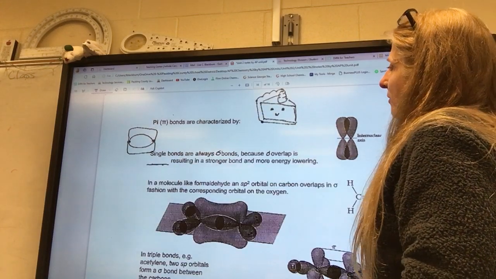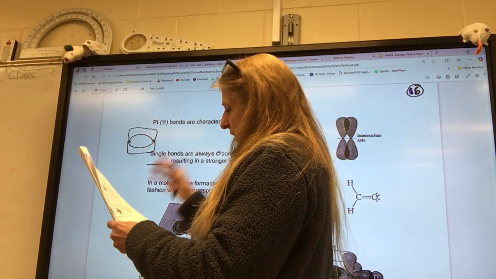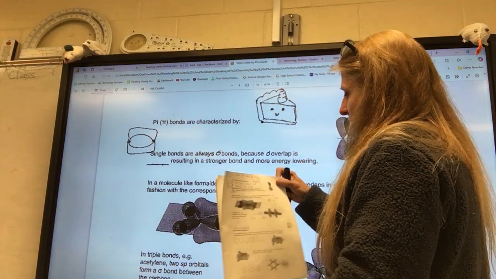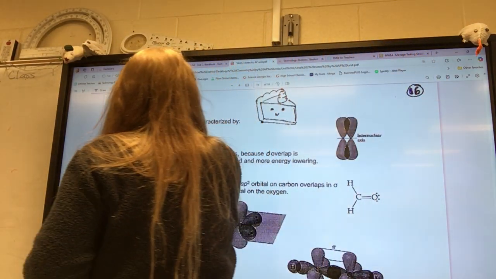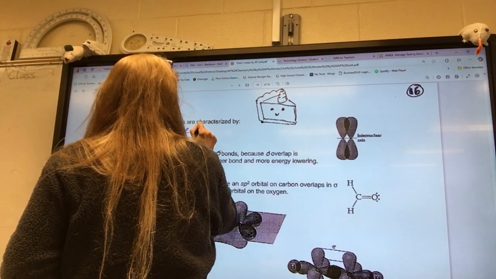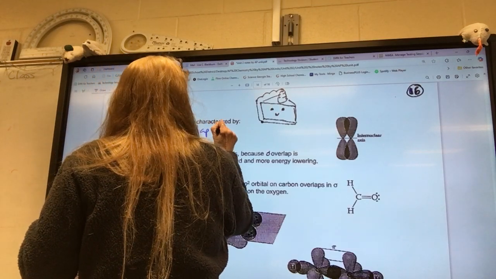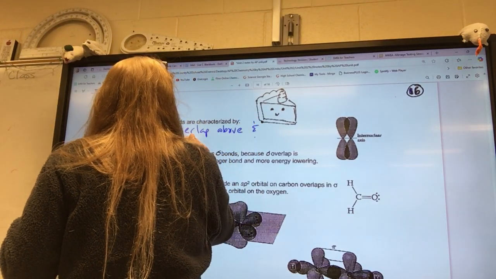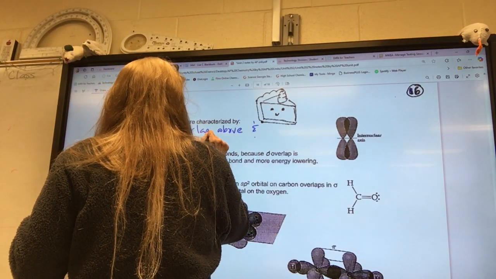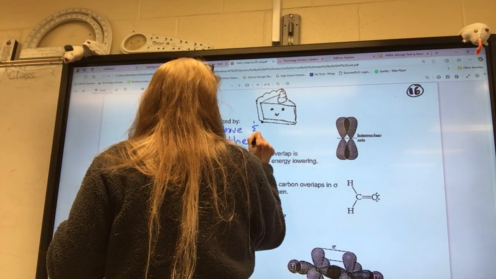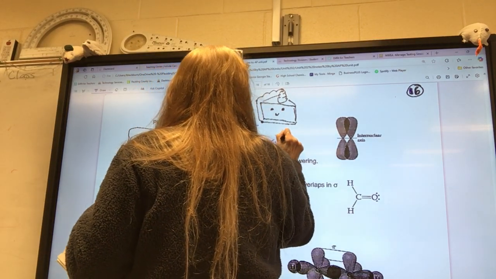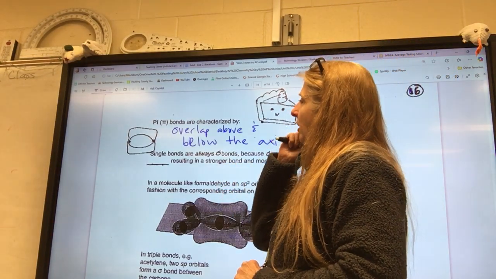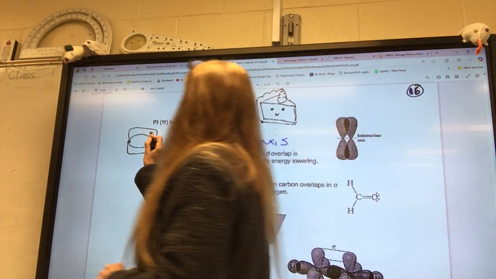So pi bonds look like this, okay? They are characterized by overlap above and below the axis. So before we were right on the axis. But now, for a double bond, you get this above and below.